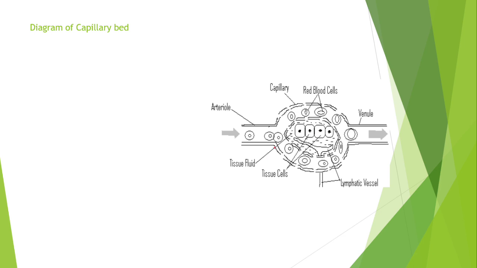Pay attention. Food and oxygen will diffuse from the blood going into the what? Tissue cells. It will diffuse from the blood going into the tissue cells. So oxygen is going out of the blood. Food is going out of the blood, going to these what? Tissue cells. These tissue cells are receiving food and oxygen from the blood.